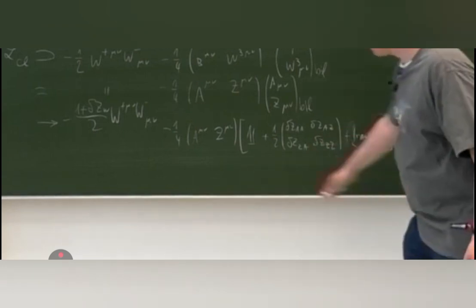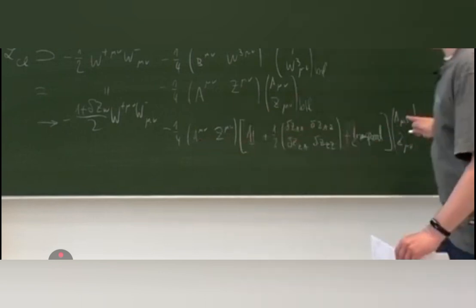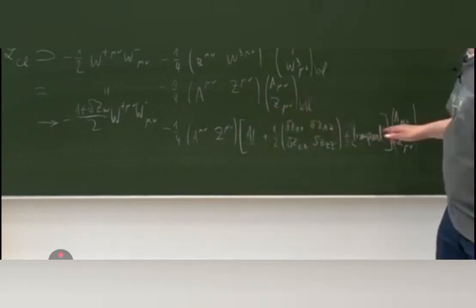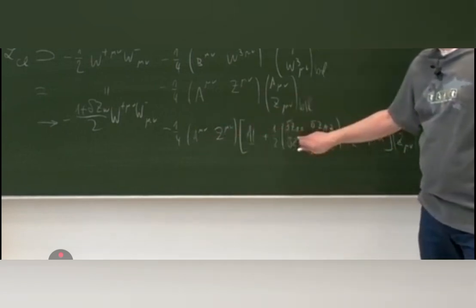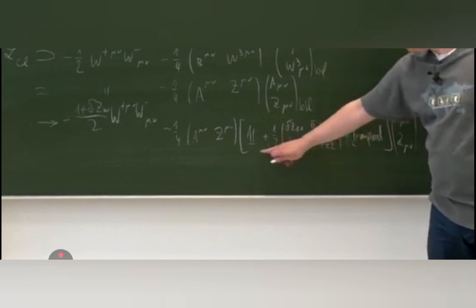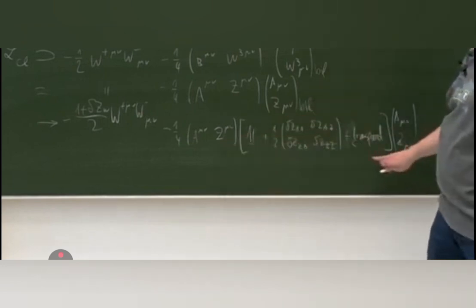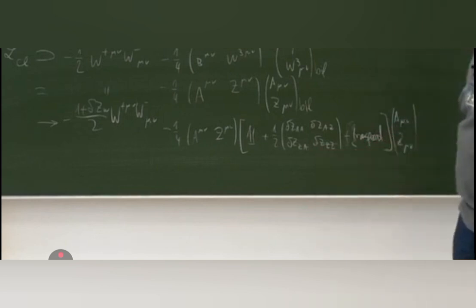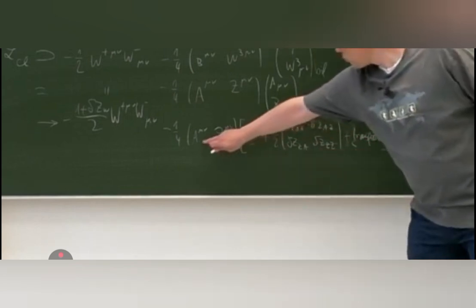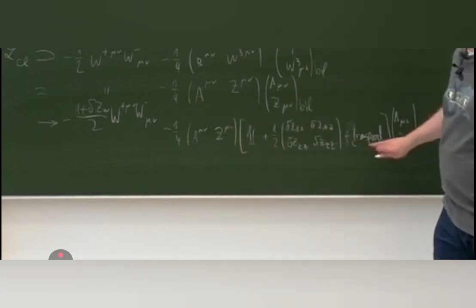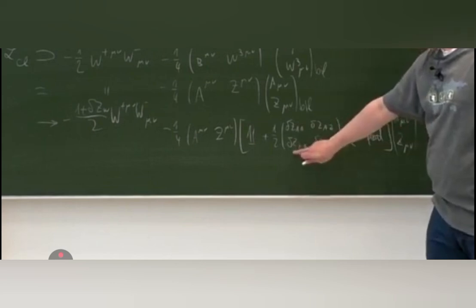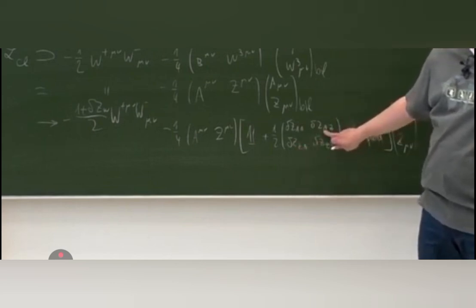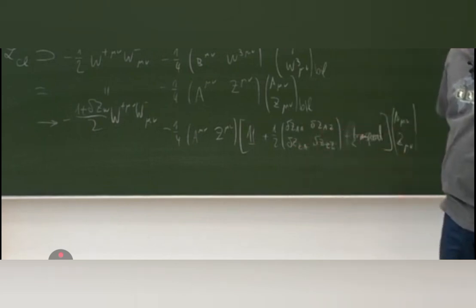So for example, the photon times photon would be renormalized simply like 1 plus delta ZAA. The Z times Z term is renormalized with 1 plus delta ZZZ, diagonally, but there are mixing terms A times Z, which go with 1 plus delta ZZA plus delta ZAZ. So there is a mixing going on.